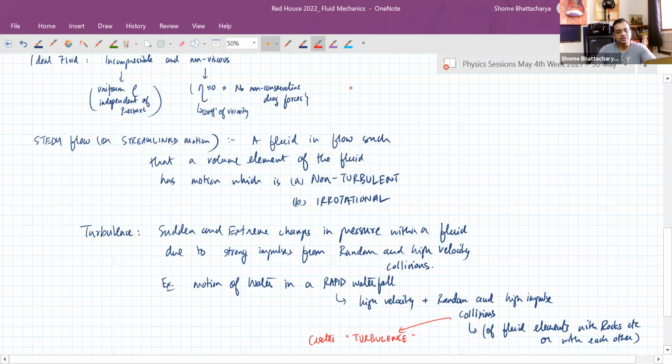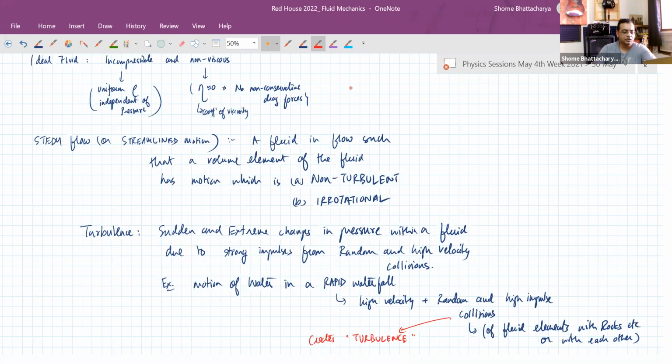So what turbulence does is it makes it very difficult to predict the parameters of the fluid while it is in flow, like the kinetic energy per unit volume or the pressure, etc. The changes in pressure and the changes in density, etc., in such a fluid will become very extreme and very random. So it makes it very difficult to predict any of the parameters related with the motion of the fluid.